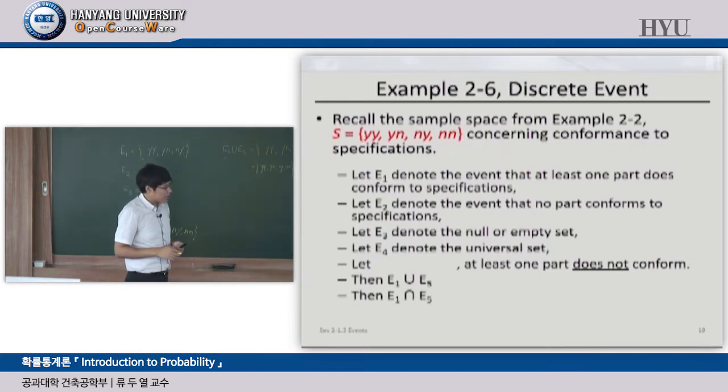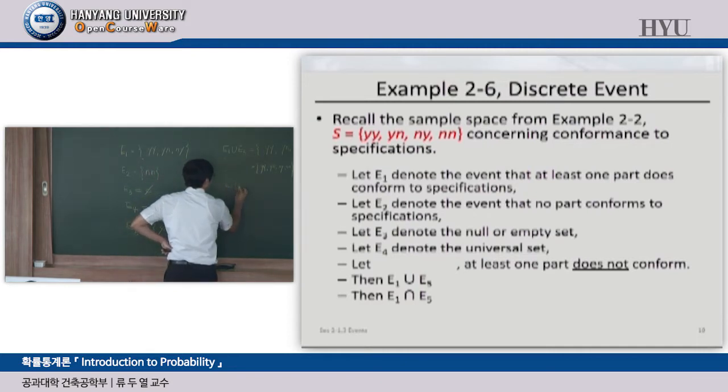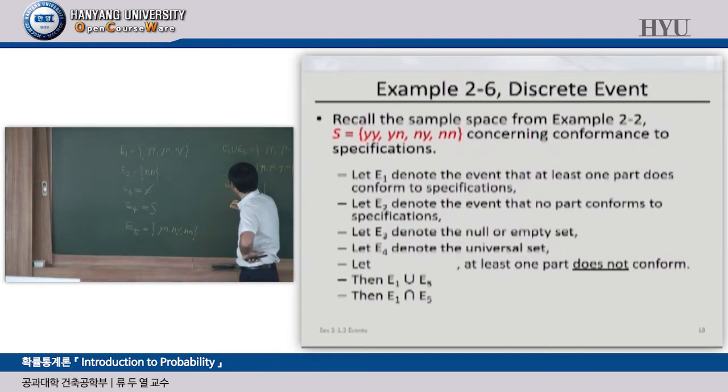And what is the intersection of E1 and E5? That is YN and NY, right? And what is the complement of E1? There will be NN, right? The complement of E1.